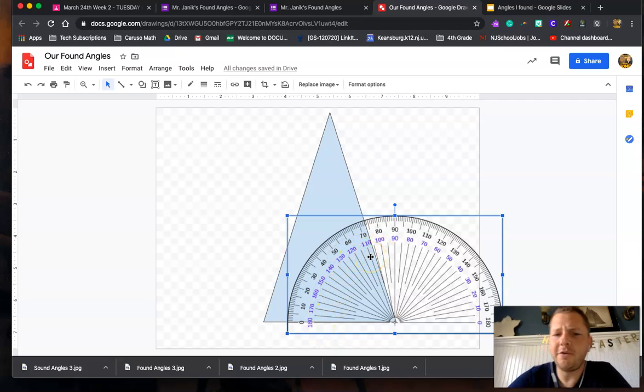Wonder how many of you remember what all of the angles add up to if I were to add this angle plus this angle plus this angle. What number or what degree do all of those add up to? We talked about it a bunch.